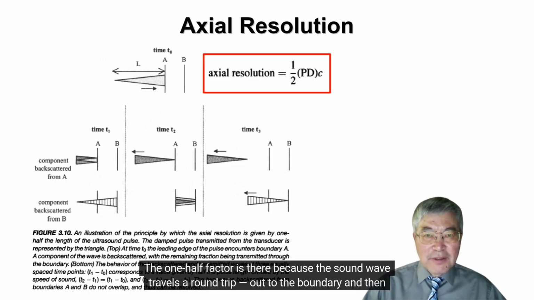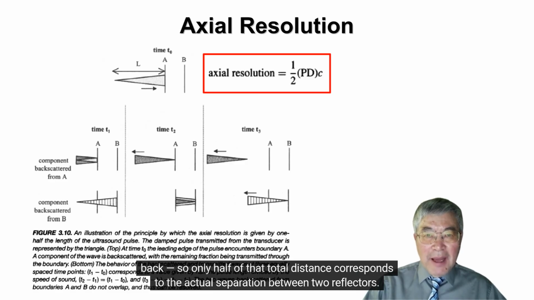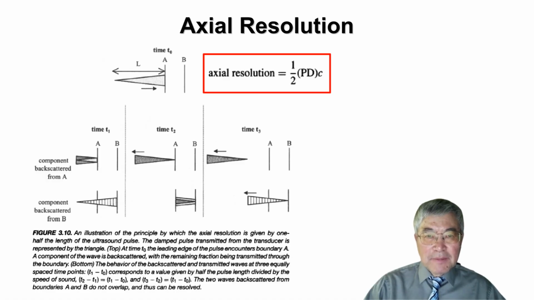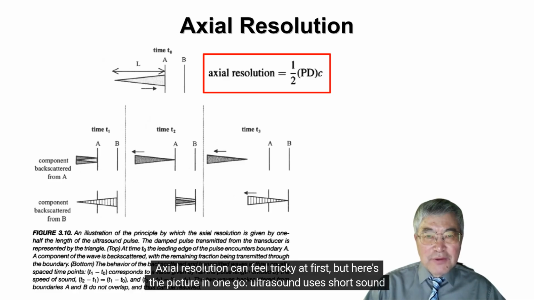The 1/2 factor is there because the sound wave travels a round trip out to the boundary and then back, so only half of that total distance corresponds to the actual separation between two reflectors. Axial resolution can feel tricky at first, but here's the picture in one go.